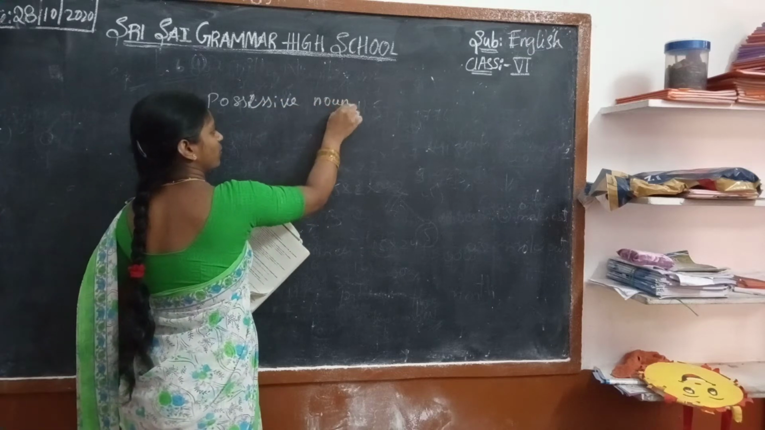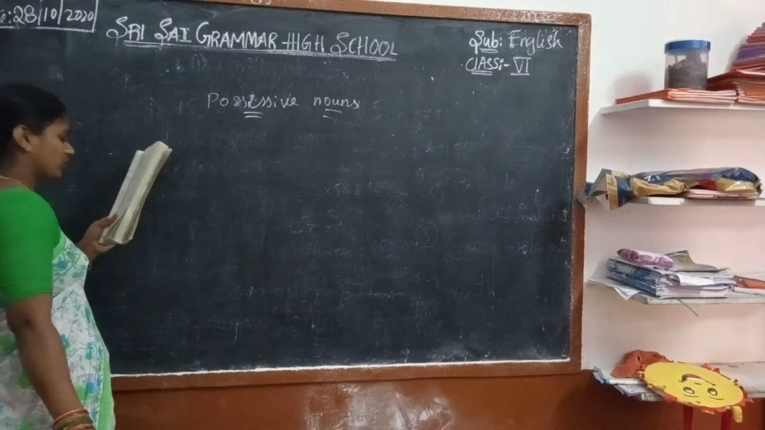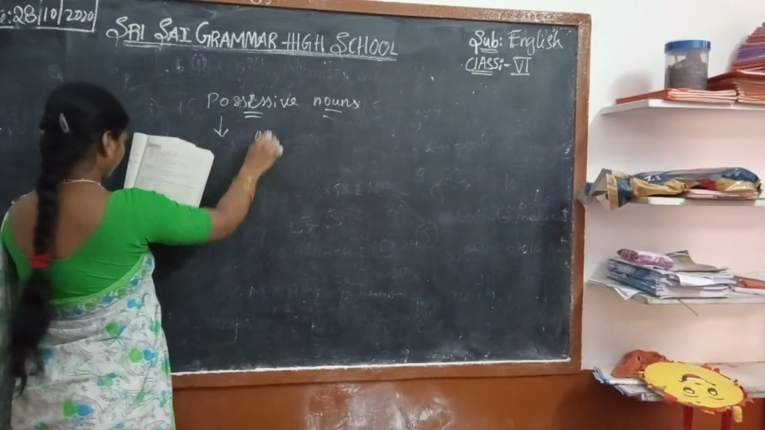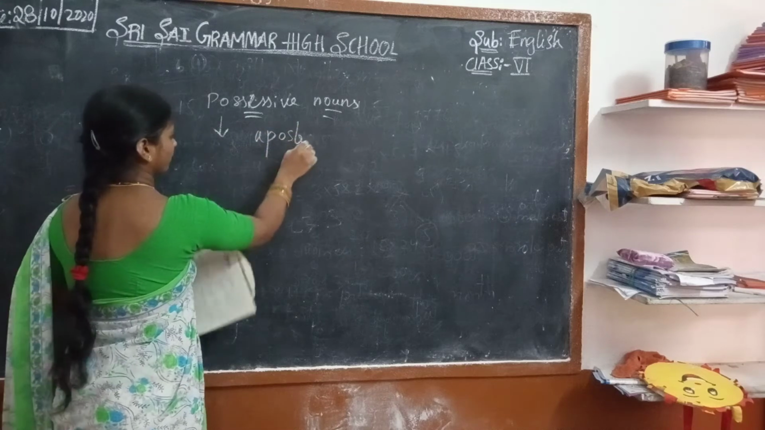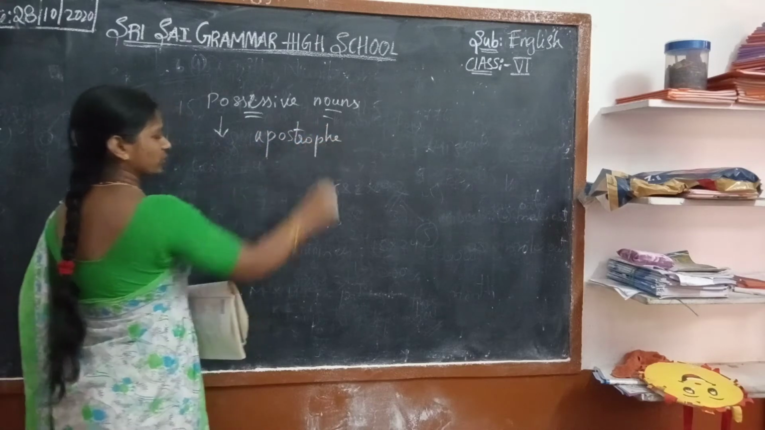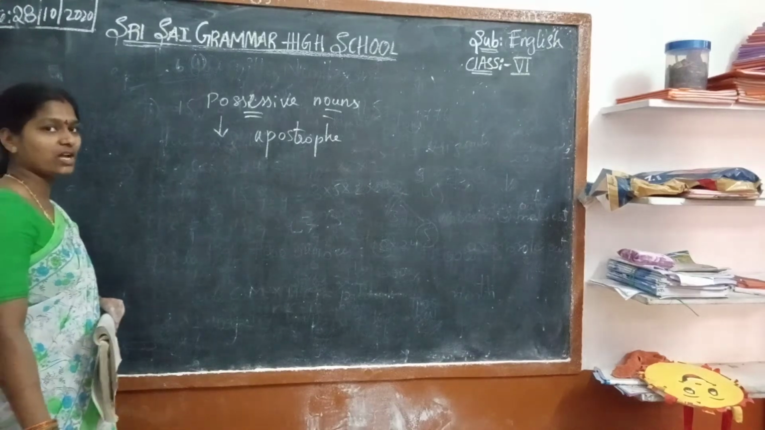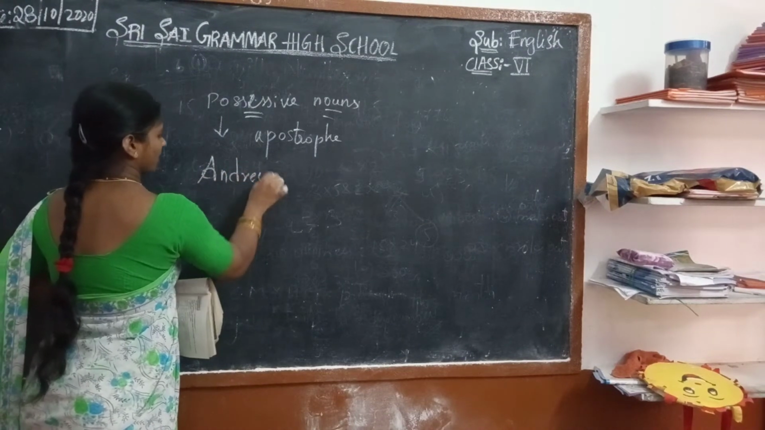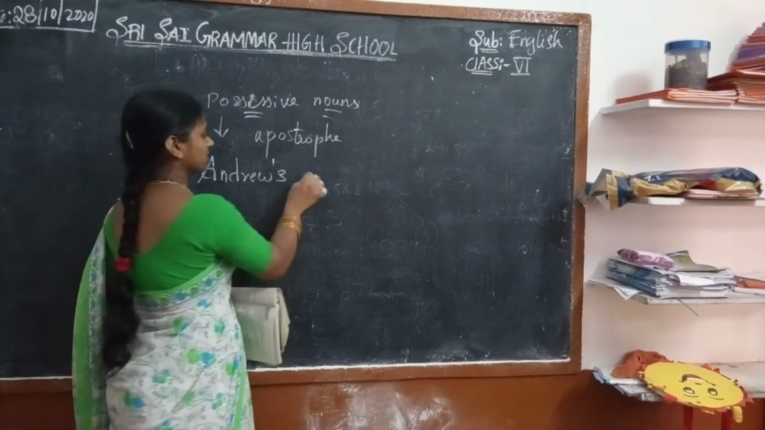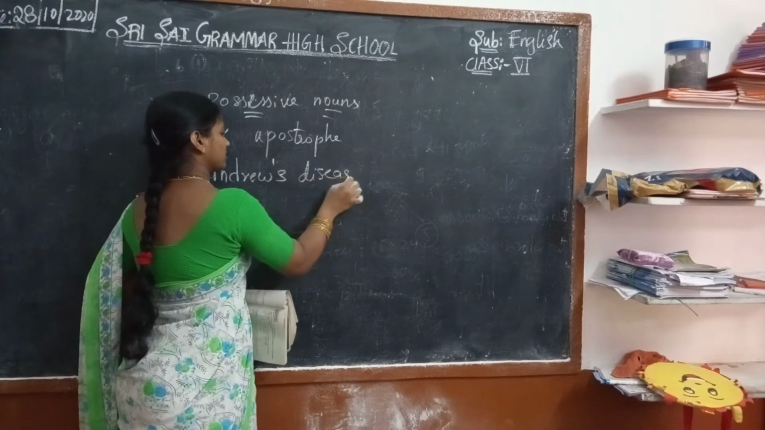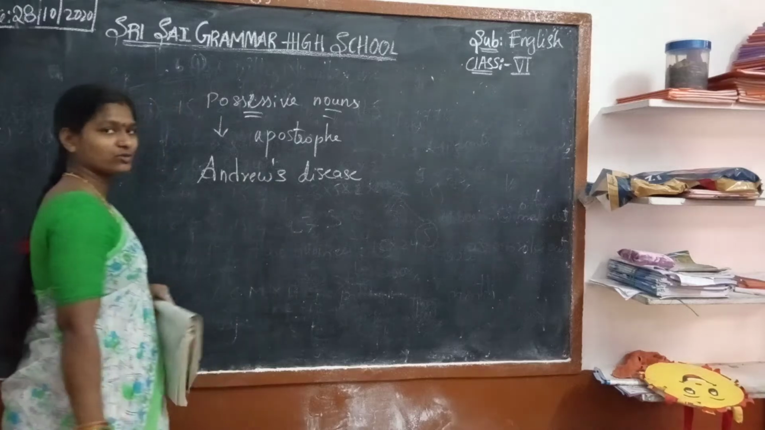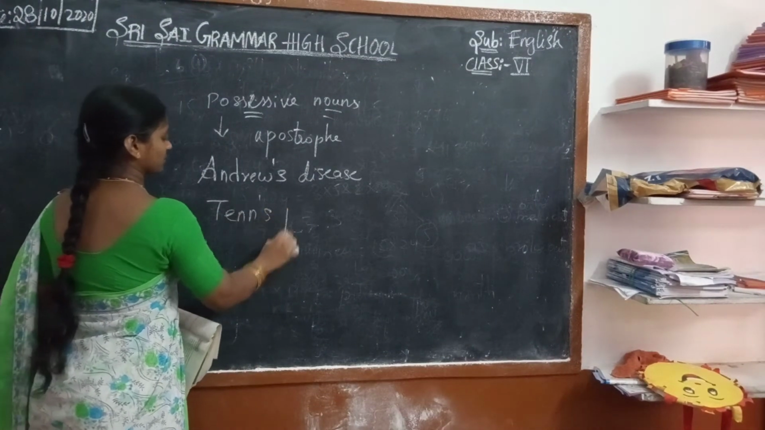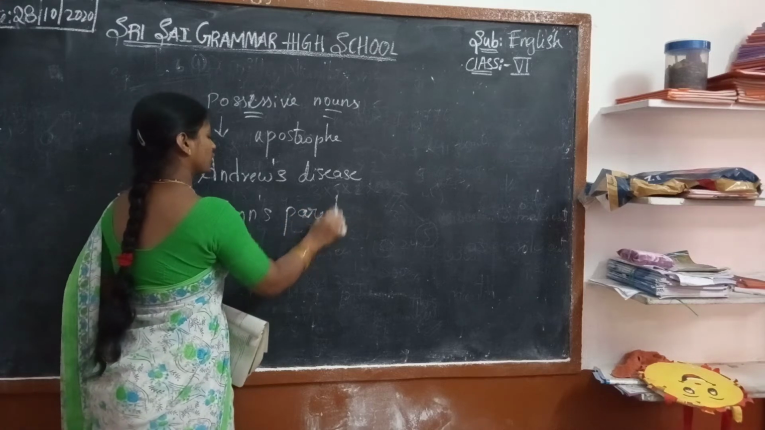Possessive nouns. Yes. In the possessive form we are going to use the apostrophe. For example, let us take our lesson note: Andrew's, this disease's, and also tense parents. We are going to use it like this.